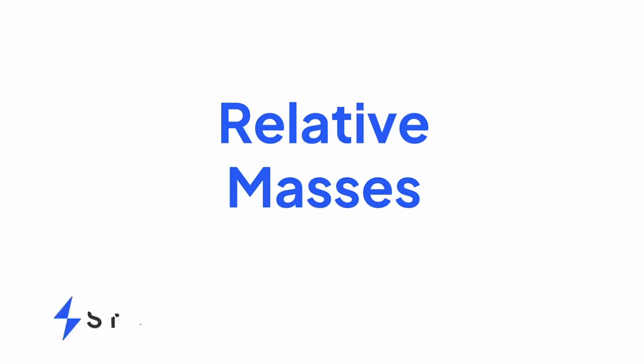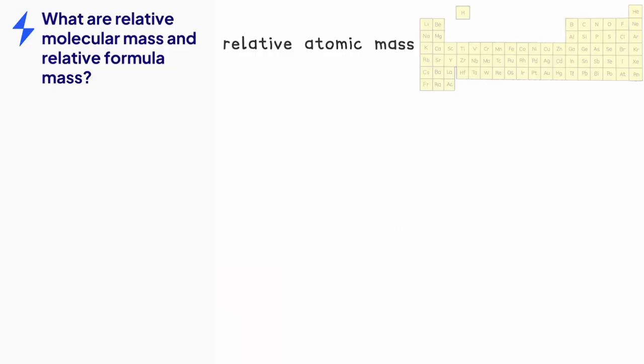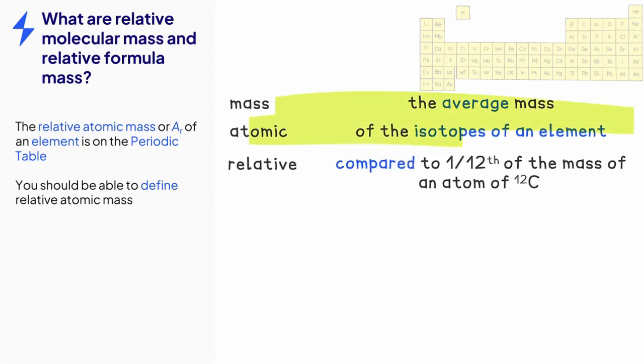In this video, we will be looking at relative atomic mass and relative molecular or formula mass. Relative atomic mass, or Ar, is found on the periodic table. Work backwards when defining relative atomic mass. Mass: this is the average mass. Atomic actually means of the isotopes of an element. Relative: compared to 1/12 of the mass of a carbon-12 atom.